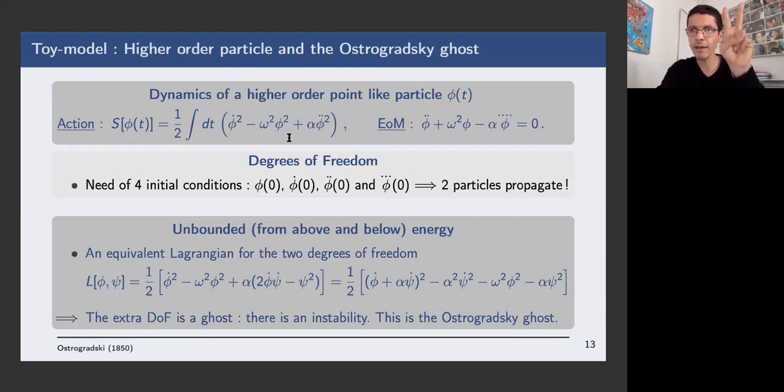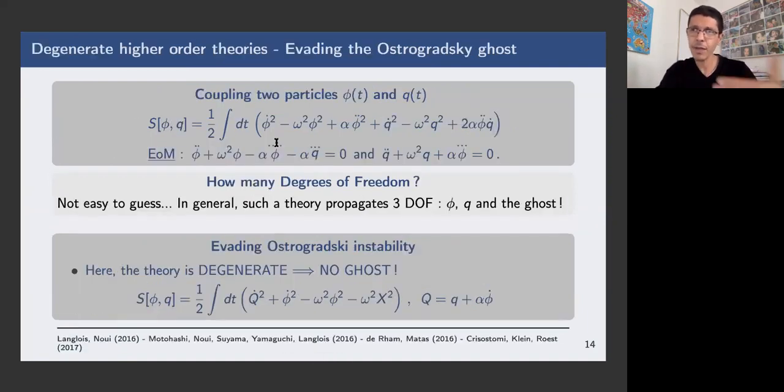So if you have one degree of freedom with higher derivatives in the action, you have this instability and you cannot escape it. But what happens if you now have two particles propagating in the theory, phi and q? Again, you consider the same action as the previous one. We know that it has an instability, but now you add a new harmonic oscillator like this one, and a coupling between phi and q.